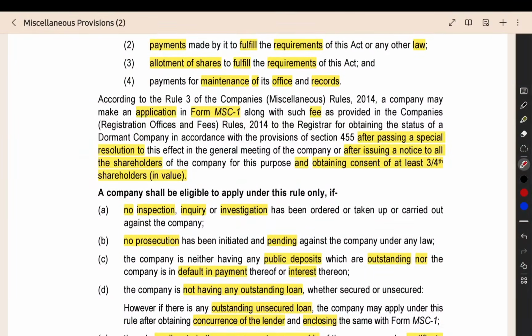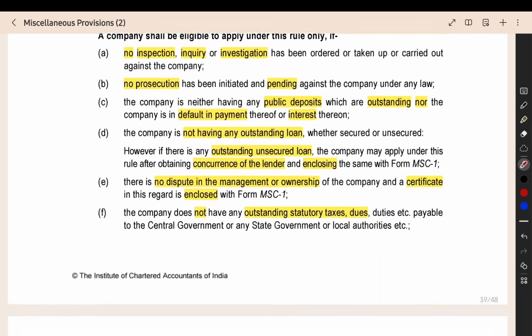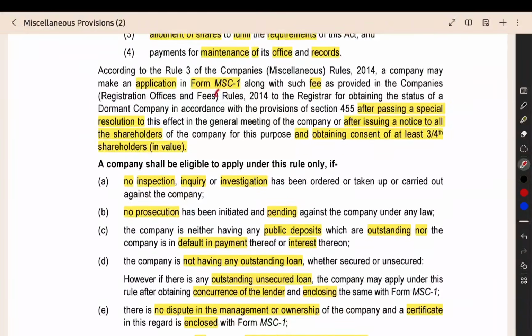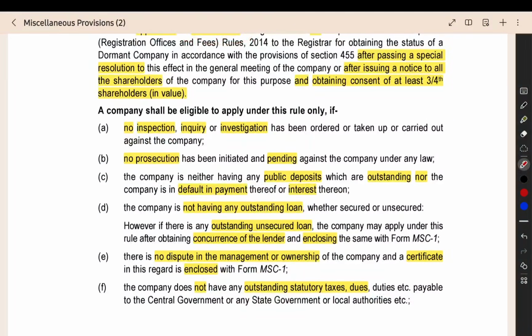Now, for that you have to get the approval from the shareholders, right? You can get a special resolution. That is the first route. The second route is that you have to give a notice to all the shareholders, and you have to get the consent of 3/4 shareholders in value. Either a special resolution, or notice to all the shareholders and consent of 3/4 shareholders in value. If you get that, then you can give the application to get the dormant company label. You will get the label only if you are eligible.